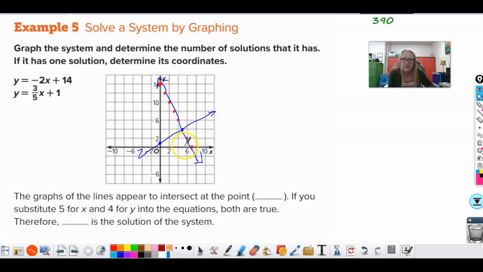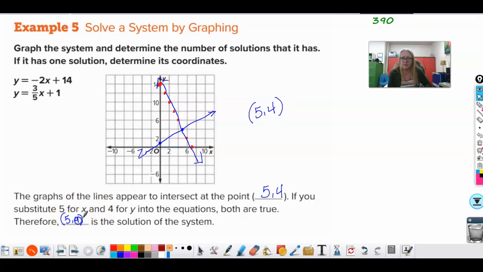Let's see, what is it? It's 5, 4. 5, 4. Oh, I guess we'll just put it down here. Appears to intersect at the point 5, 4. And if you substitute 5 and 4 in for x and y, both are true. Therefore, 5, 4 is the solution.